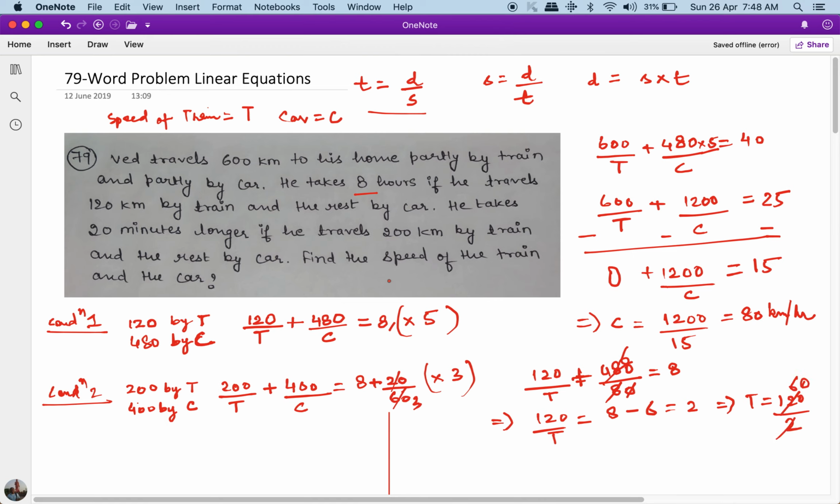So the final answer is the speed of the train t is equal to 60, and the speed of the car is equal to 80 kilometers per hour.